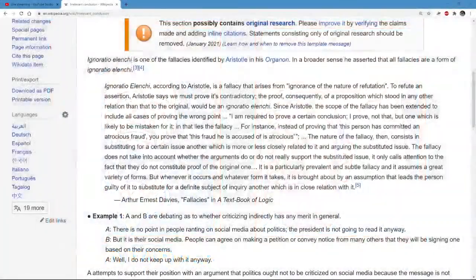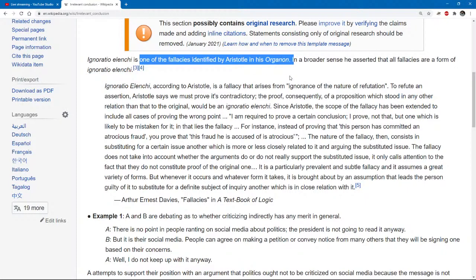I found an interesting article. I'll share it. Ignoratio elenchi, one of the fallacies identified by Aristotle in the Organon. In a broader sense, he asserted that all fallacies are a form of the ignoratio elenchi. What is that? It's ignorance of the nature of refutation. To refute an assertion, we must prove its contradictory; the proof, consequently, of a proposition which stood in any other relation than that to the original would be ignoratio elenchi.